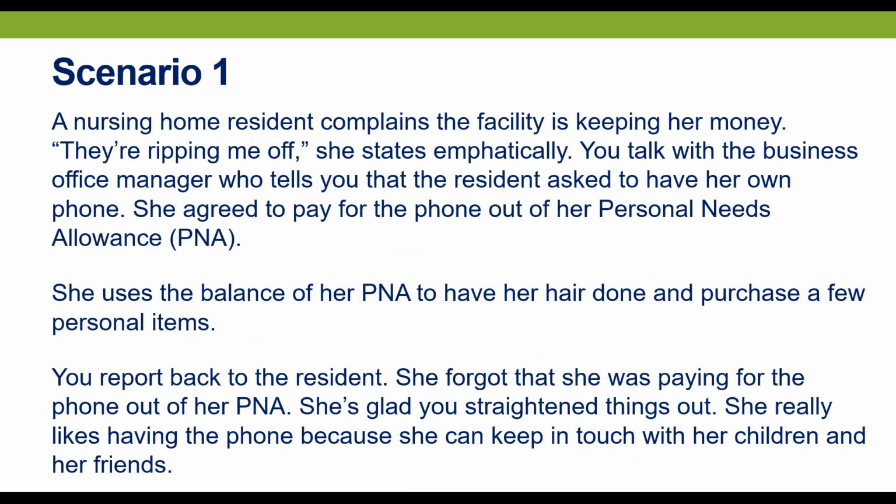Okay, so our first scenario, a nursing home resident complains the facility is keeping her money. "They're ripping me off," she states. You talk with the business office manager who tells you that the resident asked to have her own phone. She agreed at the time to pay for the phone out of her personal needs allowance, or P&A. She uses the balance of her P&A to have her hair done and purchase a few personal items throughout the month. You report that back to the resident, and she forgot that she was paying for the phone out of her P&A. She's glad that you straightened things out. She really likes having the phone because she can keep in touch with her children and her friends. Next slide, please.